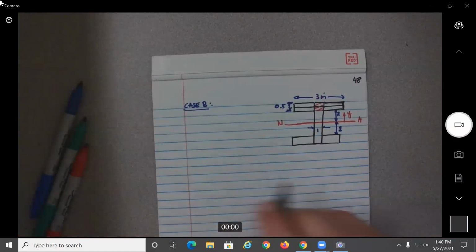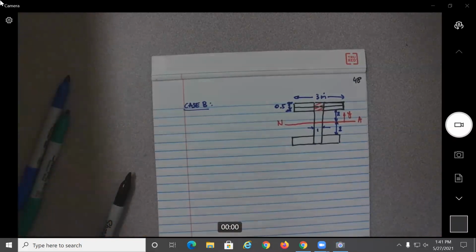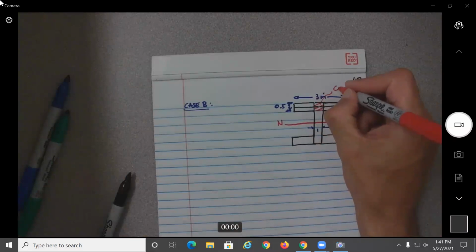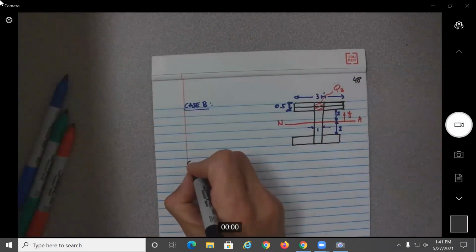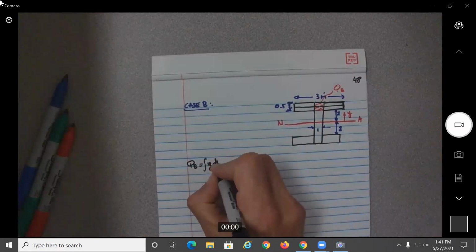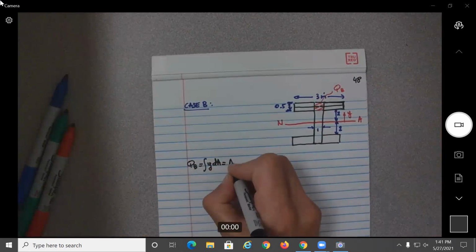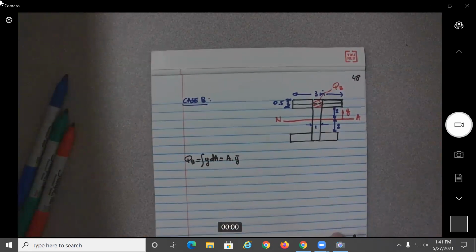So then, see what did I put on the one? Yeah, so this is Q sub A, so this will be Q sub B. So again, I'm gonna rewrite everything. Q sub B will be equal to the integral of Y dA, which would be equal to the area times the Y bar, which would be the distance from the neutral axis to the CG.